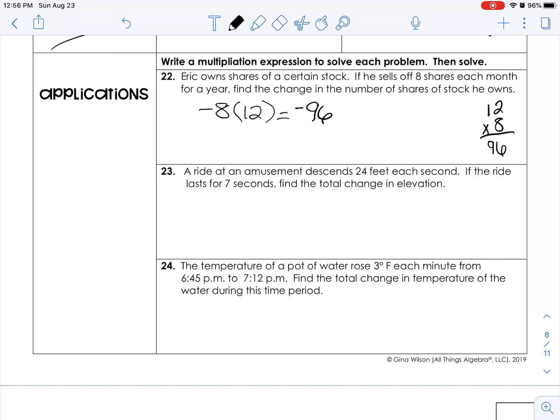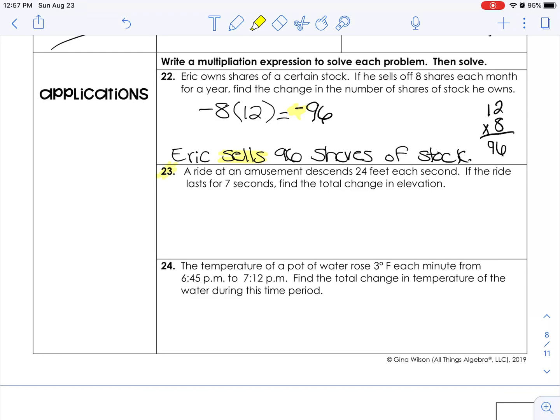So he sells 96 shares of stock for the whole year. And how you would want to write that is Eric sells 96 shares of stock. He didn't sell negative 96. So that word sells helps model the negative in our problem.